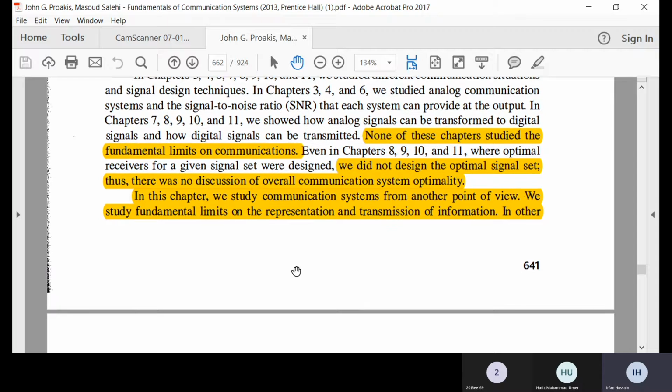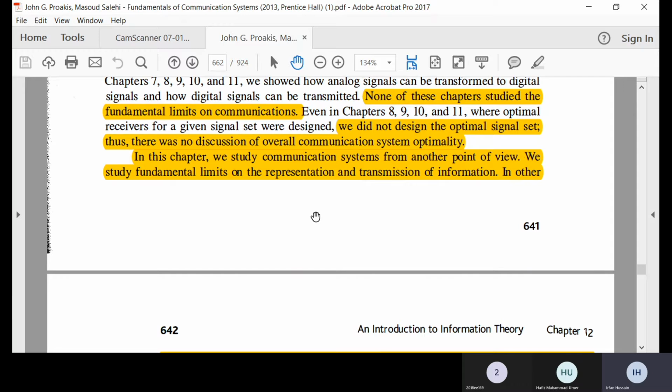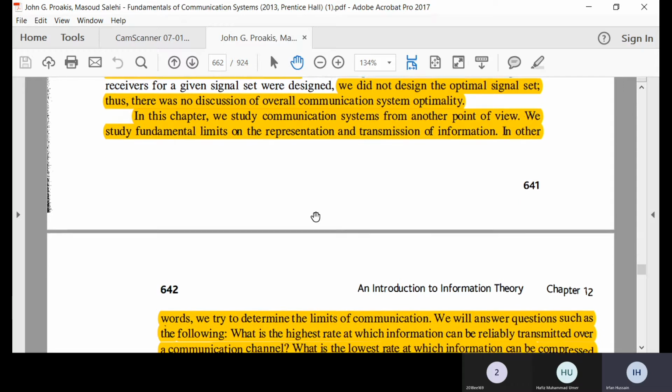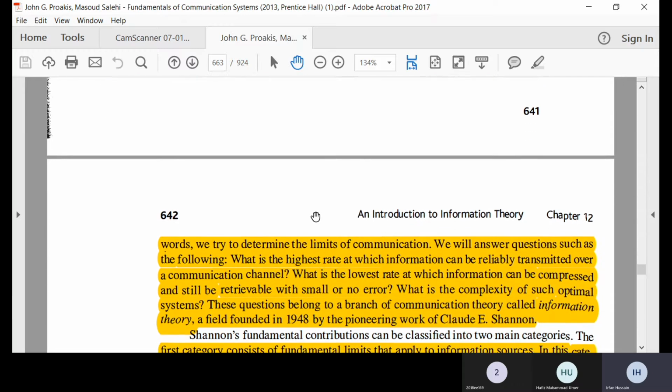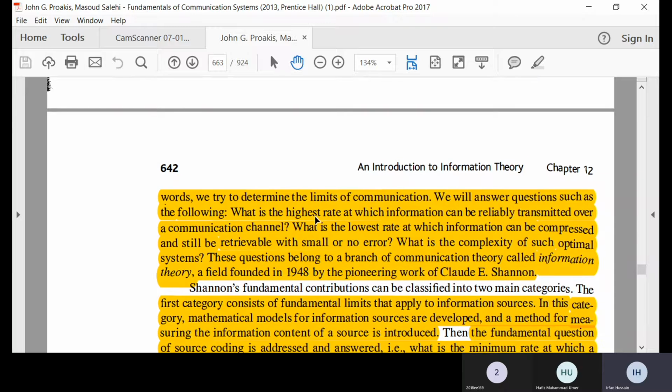So this is a fundamental viewpoint which will be studied in this chapter, and here we will basically see what are the fundamental limits of the representation of information, of the transmission of information, how much data we can send in a communication, and so on. But again, we will have only one lecture, so we won't be able to cover the whole of this chapter. We will be just covering the initial part of this chapter.